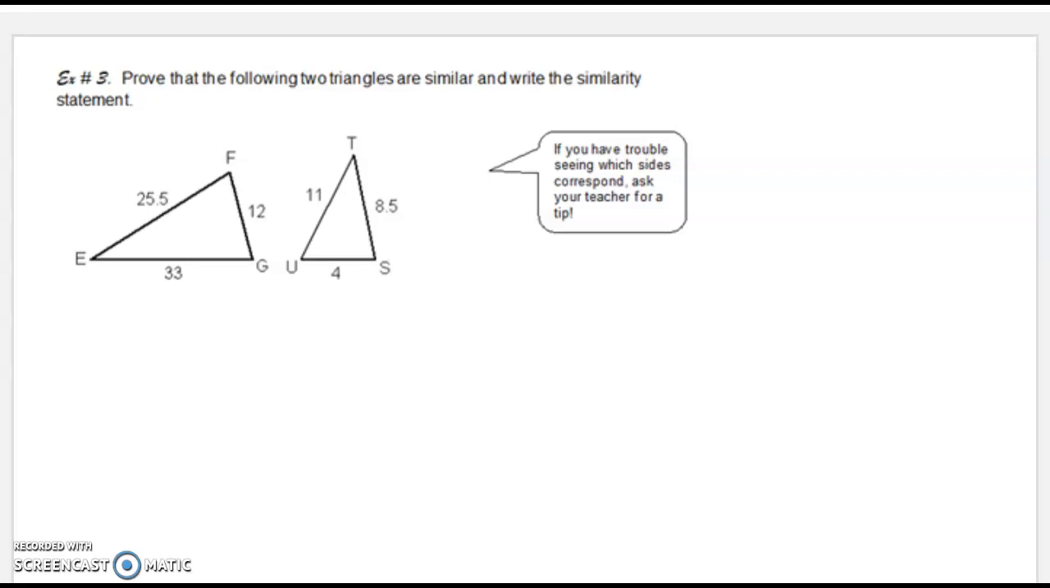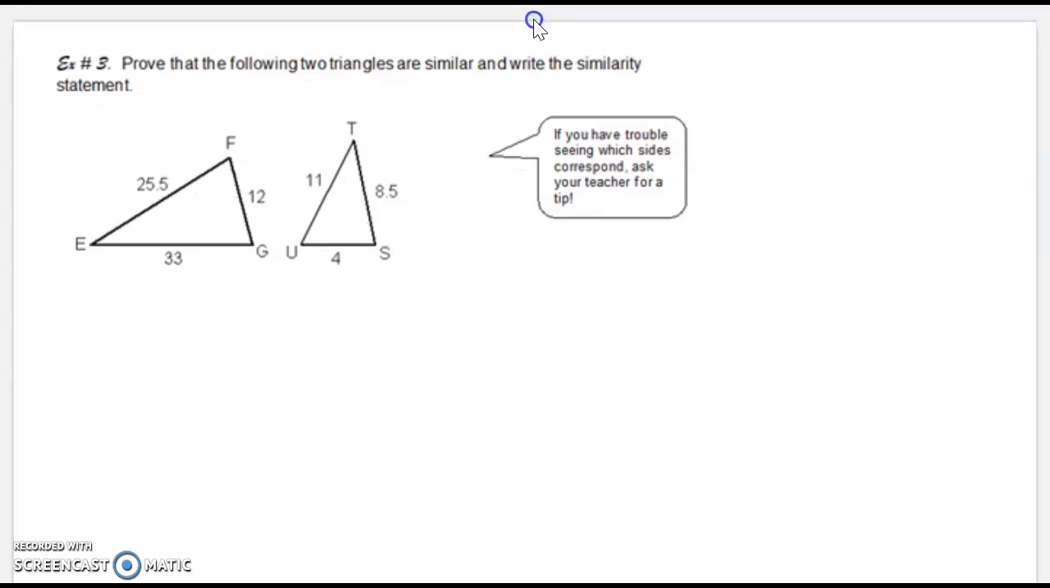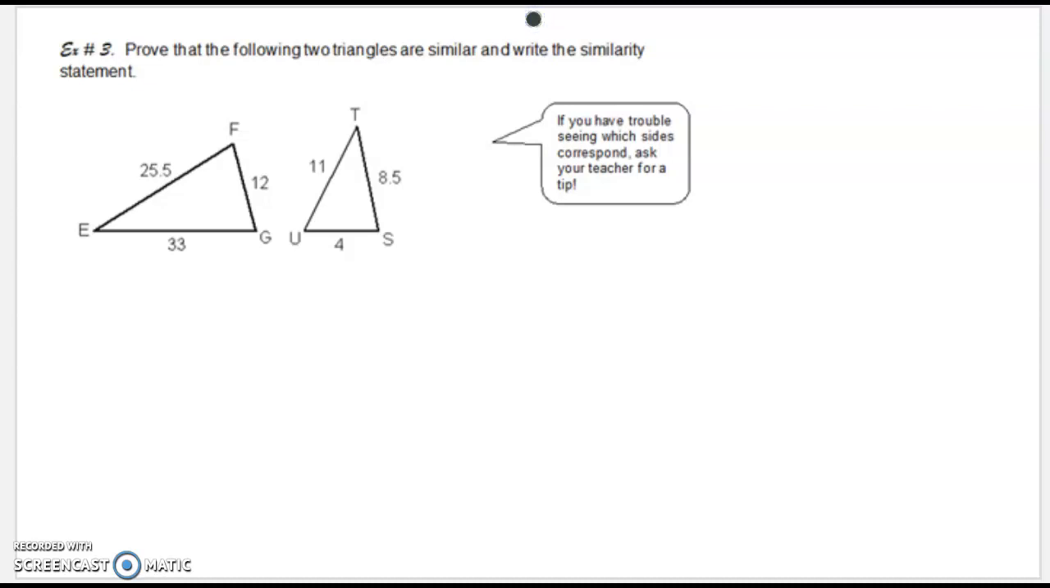Okay, similar triangles, example number 3. It says, prove that the following two triangles are similar and write the similarity statement. So over to the side, it says here, if you have trouble seeing which sides correspond, ask your teacher for a tip. So all I do is I look at one triangle and I'll see the biggest side.